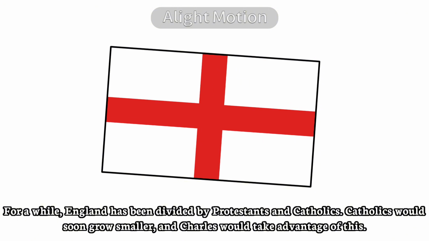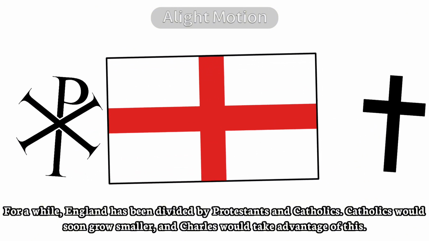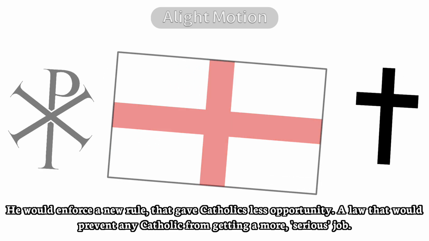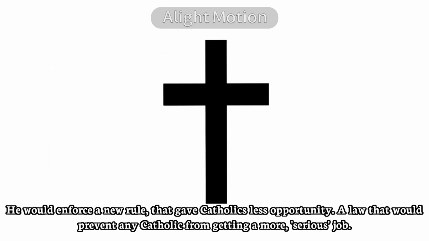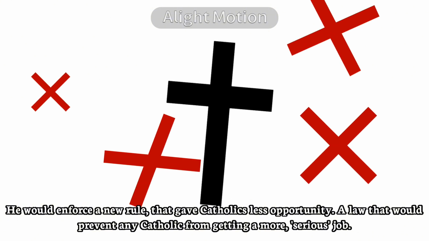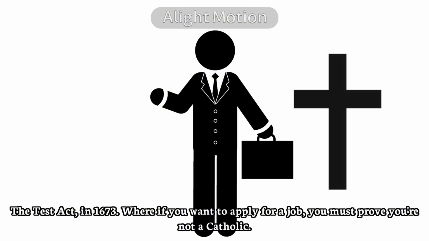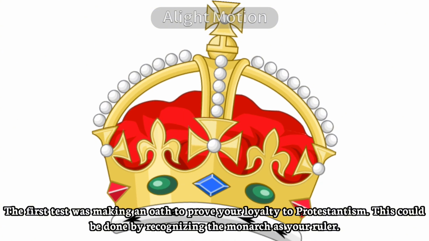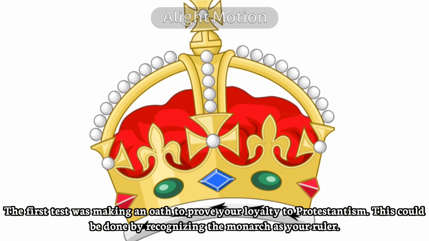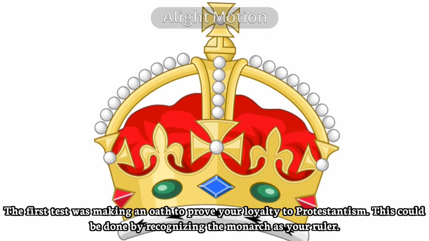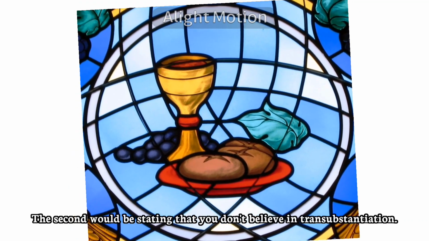For a while, England had been divided by Protestants and Catholics. Catholics would soon grow smaller, and Charles would take advantage of this. He would enforce a new rule that gave Catholics less opportunity, a law that would prevent any Catholic from getting a more serious job. The Test Act in 1673, where if you wanted to apply for a job, you must prove you're not a Catholic. The first test was making an oath to prove your loyalty to Protestantism. This could be done by recognizing the monarch as your ruler. The second would be stating that you don't believe in transubstantiation.